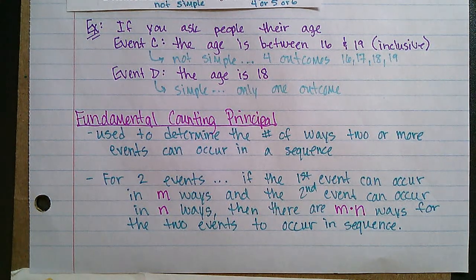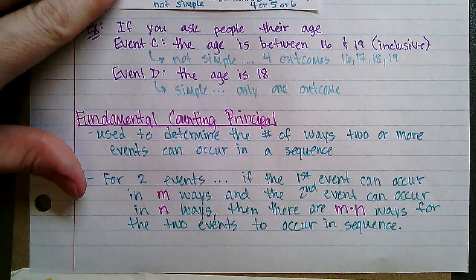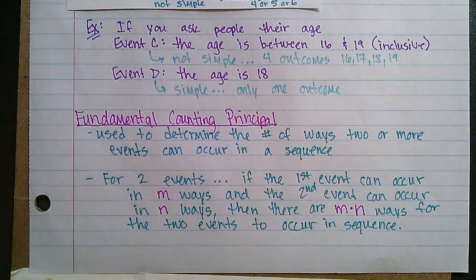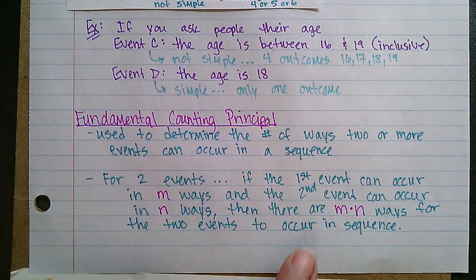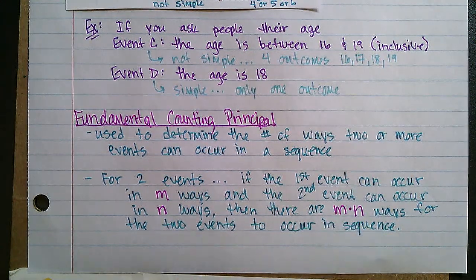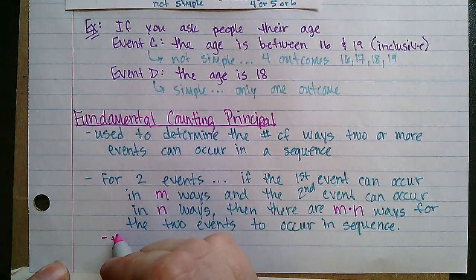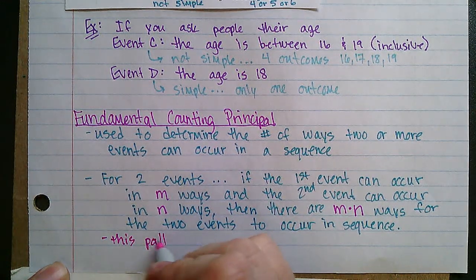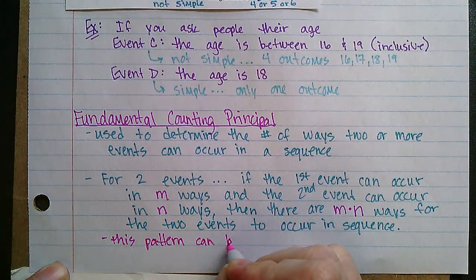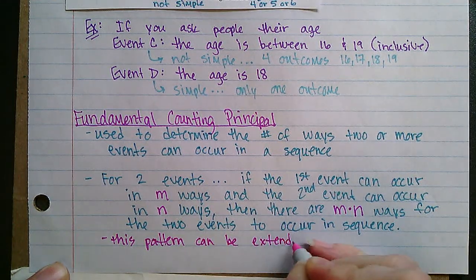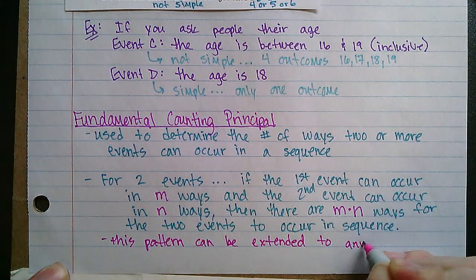So think back to our flipping a coin and rolling a number cube. Flipping a coin had two possible ways that could happen, heads and tails. And rolling a die could happen in 6 ways. So if I take 2 times 6, that gives me the 12 that I had for the number of outcomes in my sample space. But also realize this pattern can be extended to any number of events.